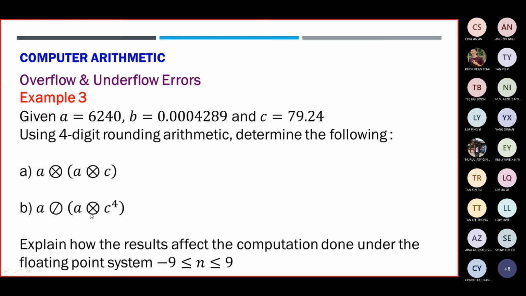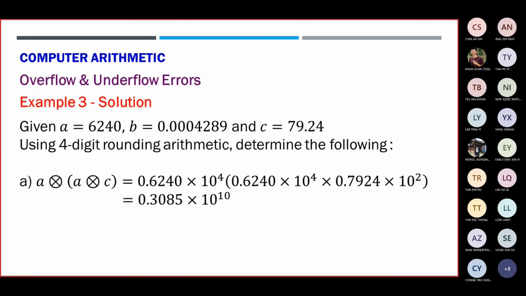Now you need to explain how the result affects the computation done under the floating point system, where the exponent range is given between -9 to 9. You need to identify this based on the given range of the index number or exponent value. Take a look at the first example. A is given, B is given and C as well. Now you need to use 4-digit rounding arithmetic.